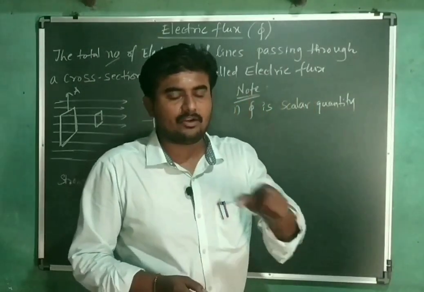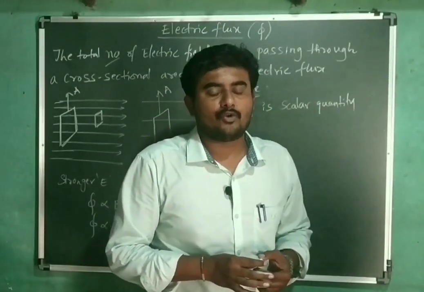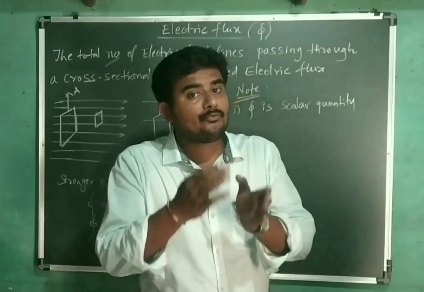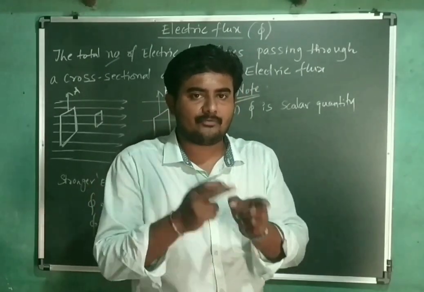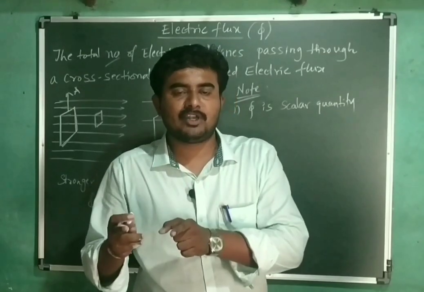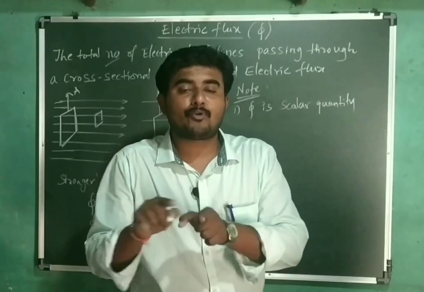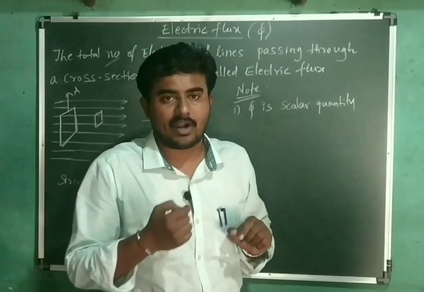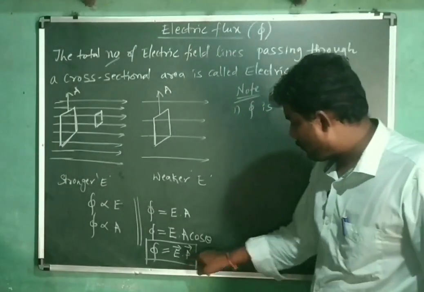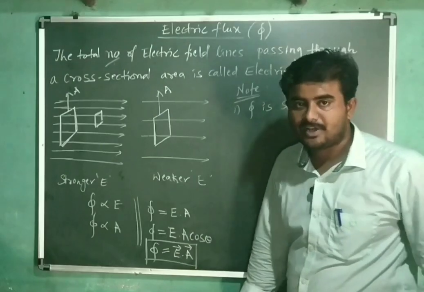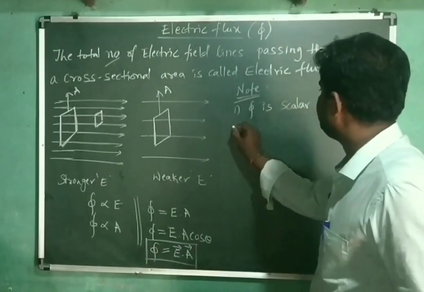Torque, where torque is what? Vector quantity. And work is equal to force dot displacement. Force is once again a vector quantity, displacement is once again a vector quantity, but the dot product of these two gives what? Work, where work is what? Scalar quantity. Similarly, the dot product of E and A gives you what? Flux, and flux is a scalar quantity.